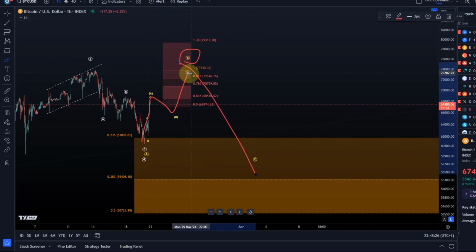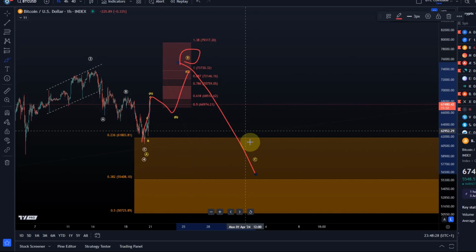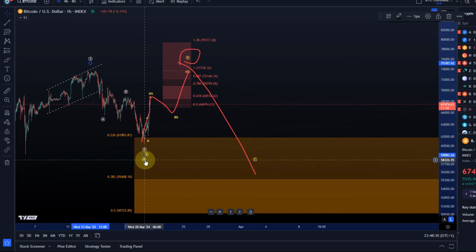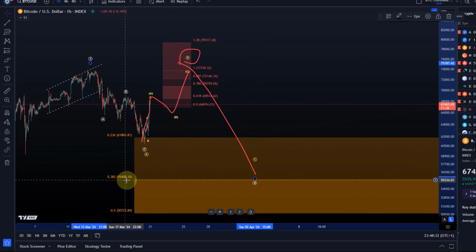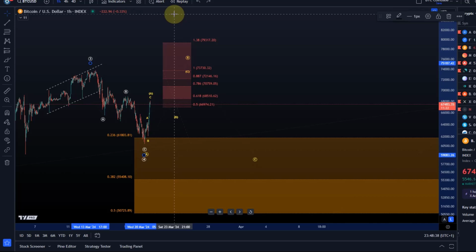Okay, so A, B, C to the upside to form the B wave, and then a C wave down. And that would complete wave 4, possibly around 55 to 55.5K. This is my preferred scenario. However, as I said before, I will keep an open mind that we could already have bottomed.